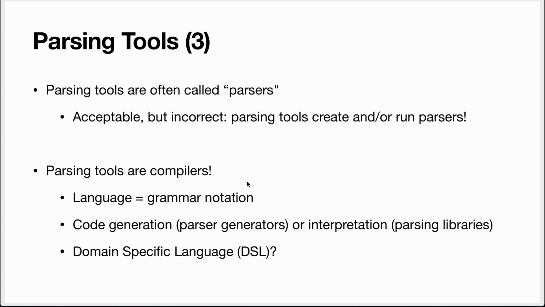Interestingly, for the context of this course, a parsing tool is a compiler, right? The language is the grammar notation that you're using, and then we have a code generation phase or an interpretation phase, depending on the kind of parsing tool that you are using. And the language can also be a domain-specific language. So I put an interrogation mark there because it depends how you define domain-specific languages.